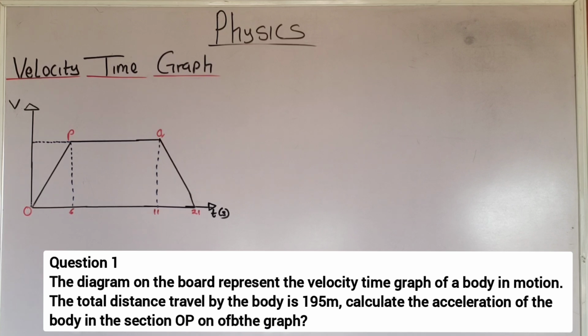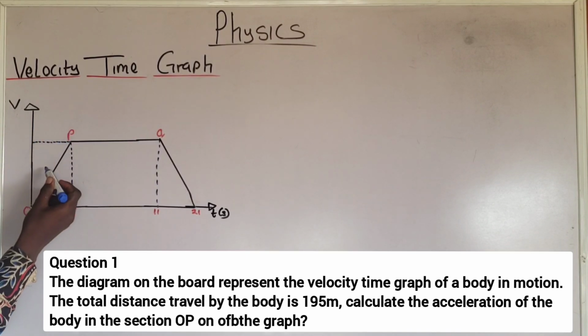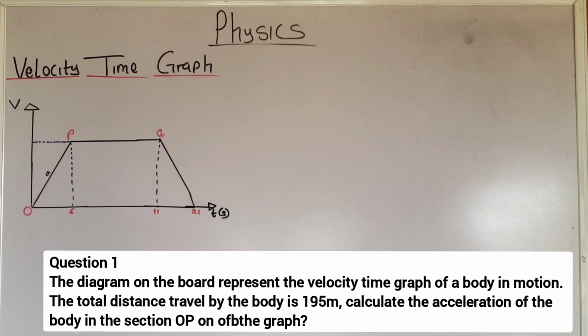Okay, we are asked to calculate the acceleration of the body in this section OP. This is point O and this is point P. So we are asked to calculate the acceleration. Now, we are given that the total distance covered by the body is 195. So that's the parameter that was given. S is equal to 195 meters.